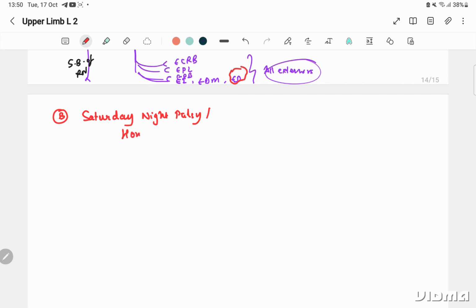Or the honeymoon palsy. In this, people are generally drunk on the Saturday night. They would sleep like that, inclined in the armchairs. I showed a picture in yesterday's class. Please refer to that, or you can search up a person like that. Or it is due to a person sleeping over someone's arm. So it is called Saturday night palsy or honeymoon palsy.